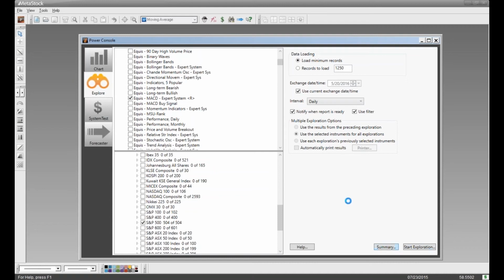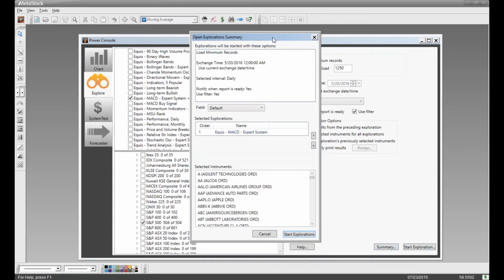So I'm going to go ahead and click on Summary here. What this is going to do is show me exactly what I'm doing. So I'm loading minimum records. I'm loading this date range on a daily interval. And this is the expert system that I'm actually running. And then these are all the instruments that are in the S&P 500.